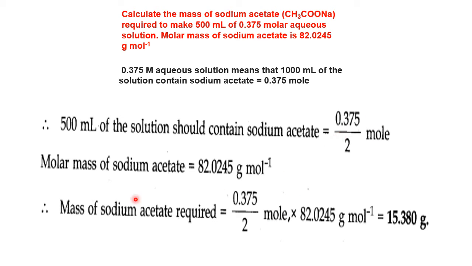Okay. Now, what is the molar mass of sodium acetate? Already given, right? So now the question is what? 1 mole means 82.0245 grams. This many moles means how many grams? That is into this molar mass, that gives you 15.380 gram, the mass of sodium acetate present in 0.375 mole in 500 ml of its solution. Okay, right.